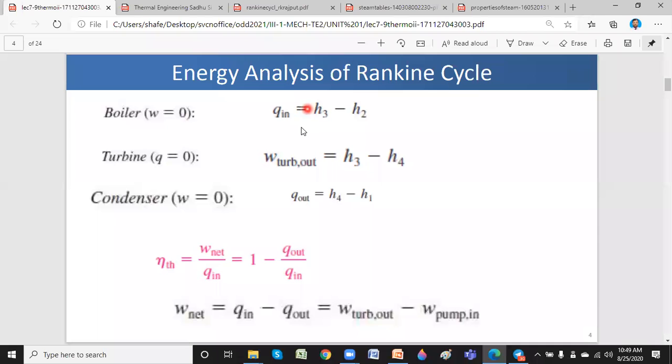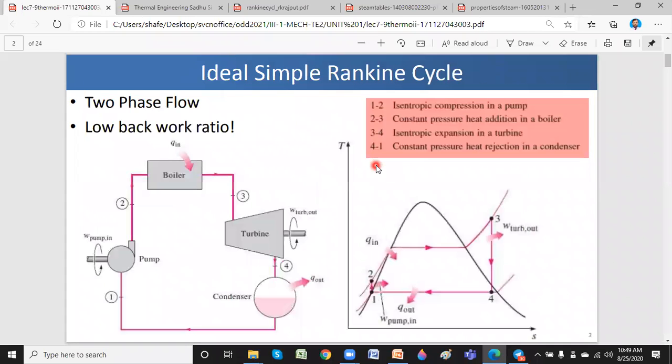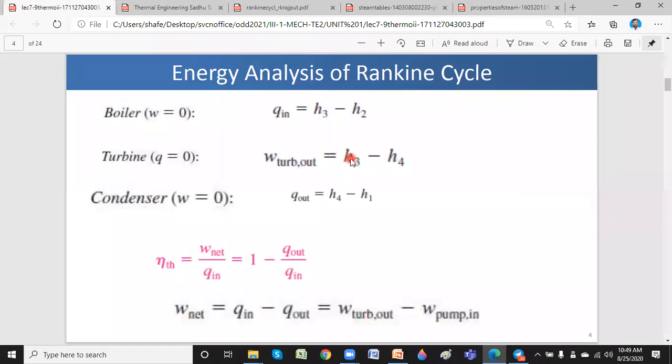Now if you go for heat input, the process goes 2 to 3. That is called heat input. In terms of enthalpies, the amount of heat input is H3 minus H2. So H3 is at process 3, and H2 is at process 2. Now what is heat output? Rejection, H4 minus H1. That's the amount of heat output in the condenser.